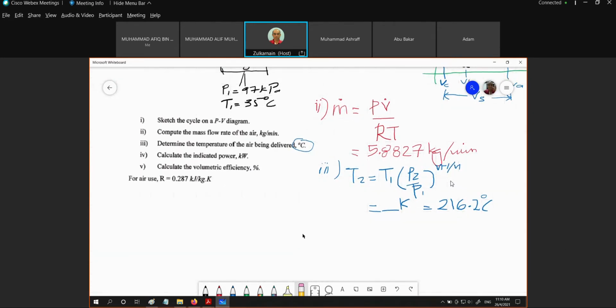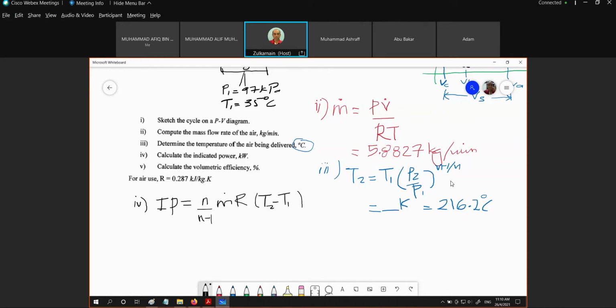And then number 4 is the IP. What is the formula of IP? The indicated power is equal to, what is the formula? Guys, what is the n formula? n over n minus 1, times m dot, times R, times T2 minus T1.